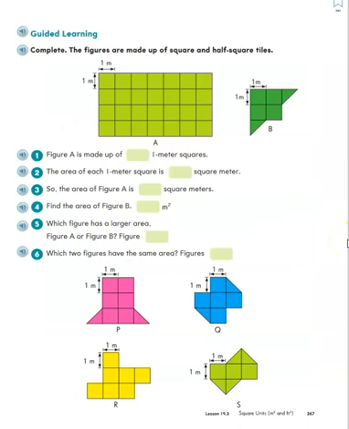Okay, so now we're looking at this shape here, and it says the figures are made up of square and half square tiles.